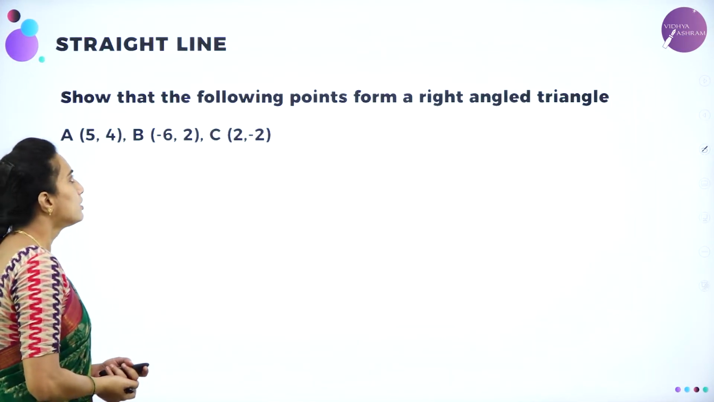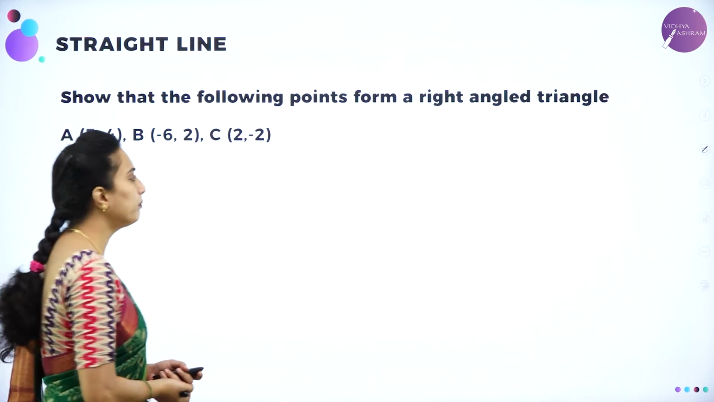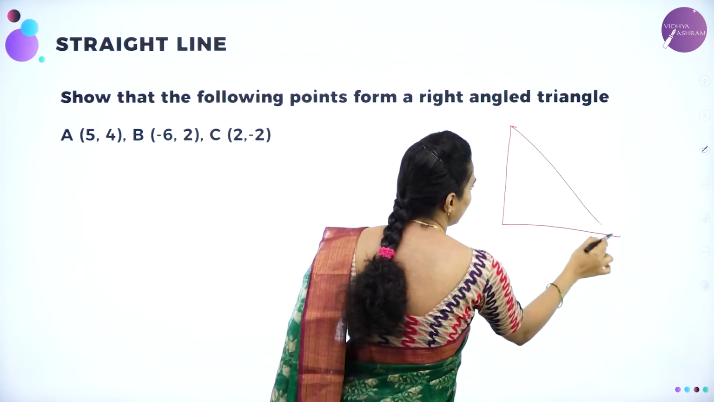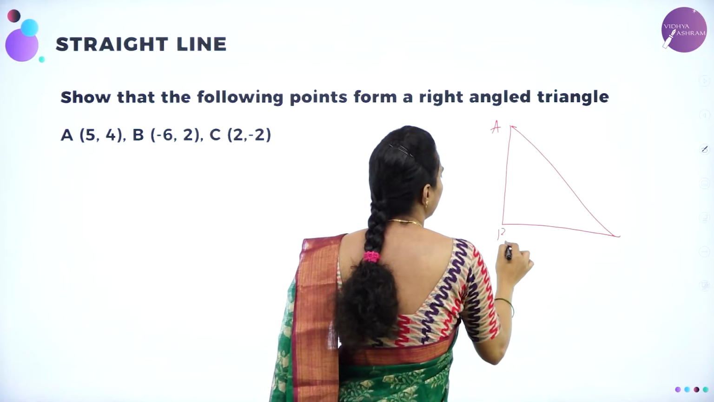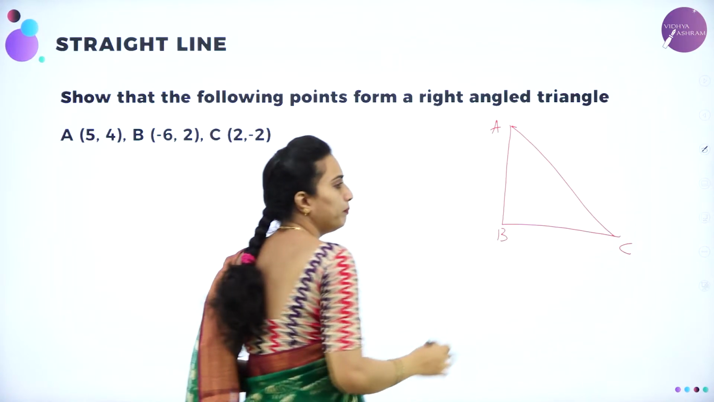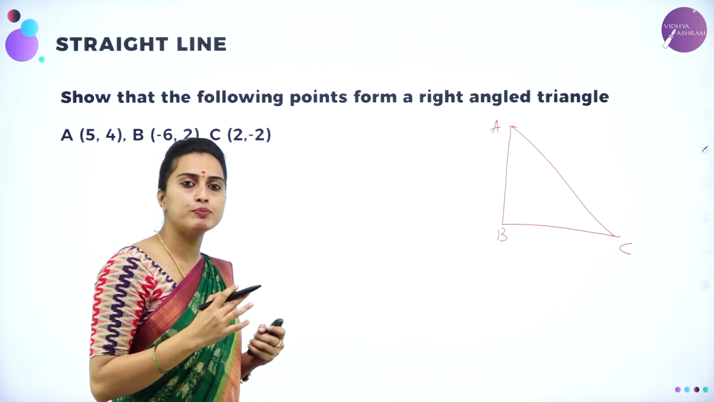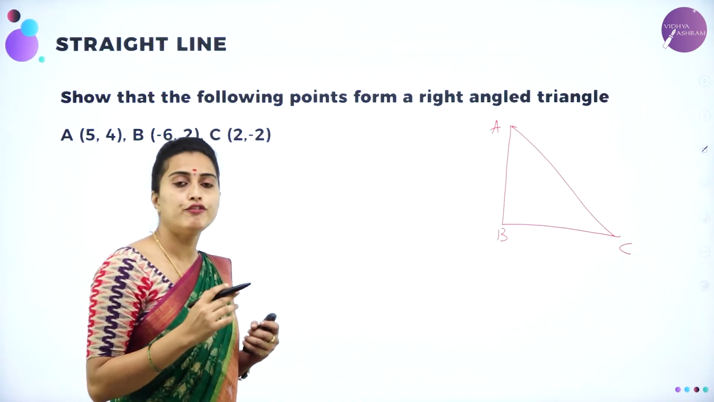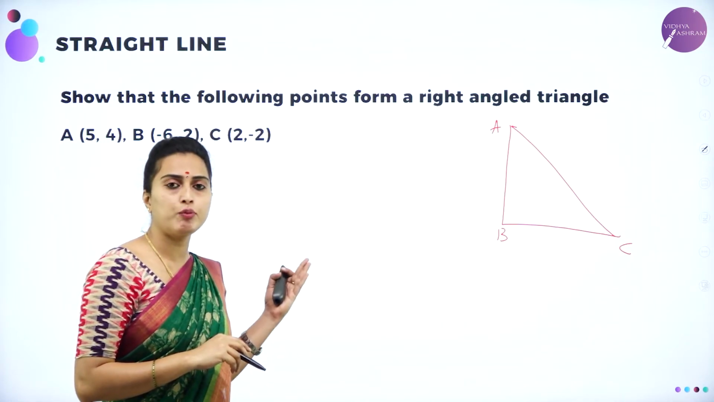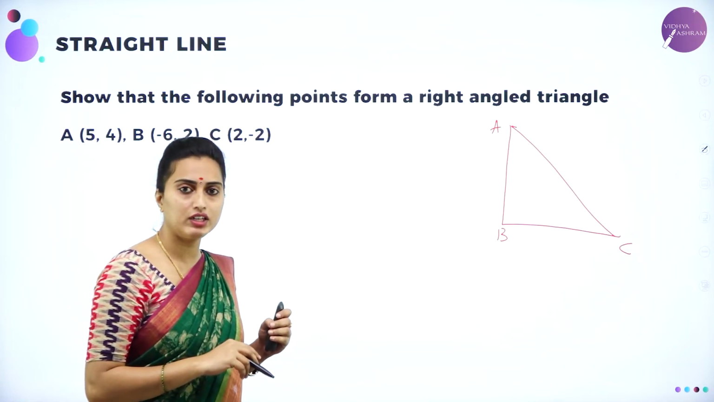What they have given: show that the following points form a right-angled triangle. What do you mean by a right-angled triangle? This is what a right-angled triangle is, correct? Now you can take it as A, B, C. Now the slope of AB is perpendicular to BC. Perpendicular means the product of the two slopes must be equal to minus 1. If you prove that the product of the two slopes is equal to minus 1, then the given points are said to form a right-angled triangle according to the given condition.